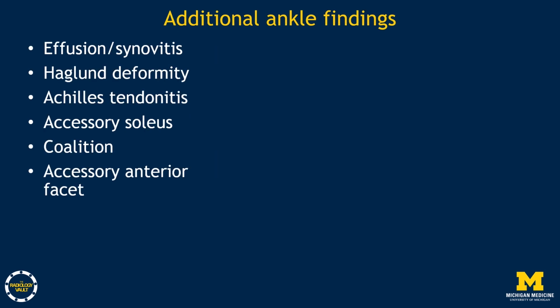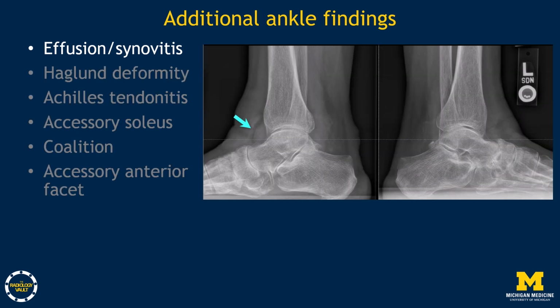Here are some additional findings to look for when interpreting ankle radiographs. This patient has rheumatoid arthritis and a large effusion or synovitis with marked anterior bulging of the ankle capsule. Compare the appearance of the anterior soft tissues with the patient's contralateral side on these lateral radiographs. Fluid and synovitis look identical on radiographs, so there is no way to distinguish these two possibilities.